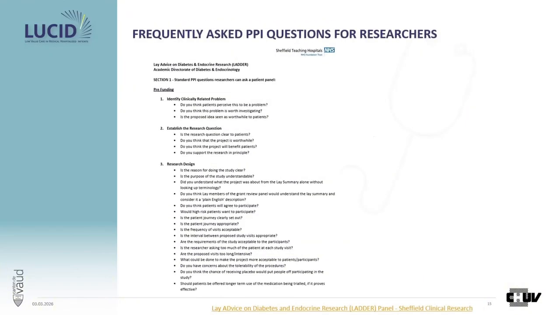This is from the NIH. It's maybe just to help you define some questions. The first two lines, identify the clinical or related problem and establish the research question, may help you to have the good question about your project. And then there are several questions you can also take from here to discuss the research design. It's just to give some ideas on how to speak together with patient partners.